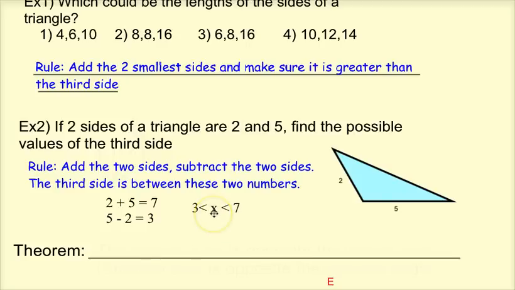I could write it like this: my third side, x, is greater than 3. Any number that's greater than 3. 3 doesn't work, but 3.1 works, 3.2, anything greater than 3, and anything less than 7. 7 doesn't work, but any number less than 7 will work.